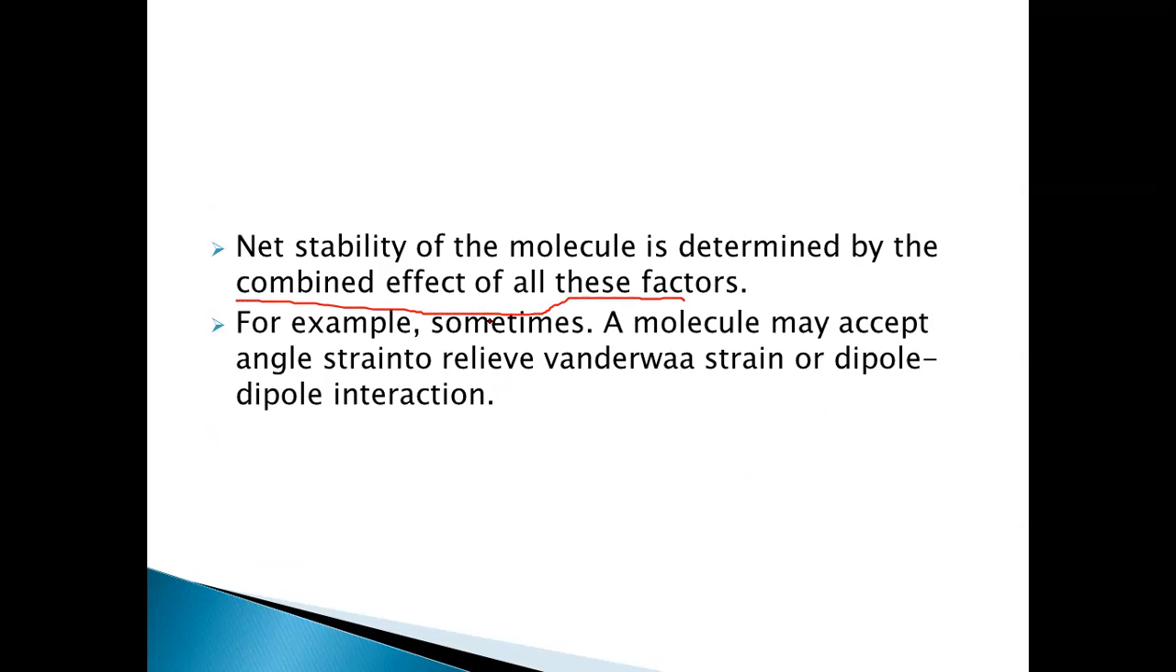Sometimes, for example, a molecule may accept the angle strain to relieve van der Waals strain or dipole-dipole interactions. So there can be a little more angle strain it accepts to relieve this van der Waals strain, or for that matter torsional strain or dipole-dipole interaction. So these are the four factors which are affecting the stability of the conformers here.